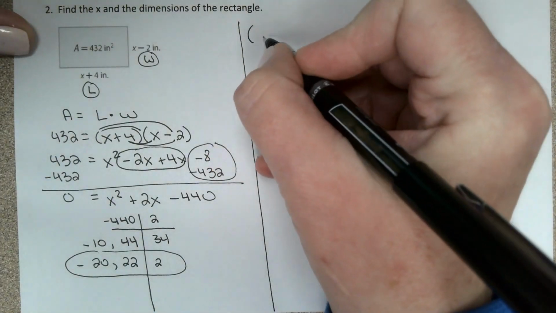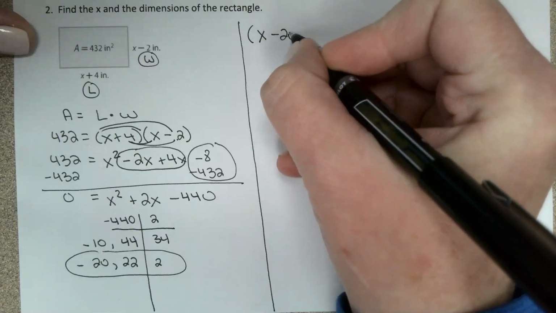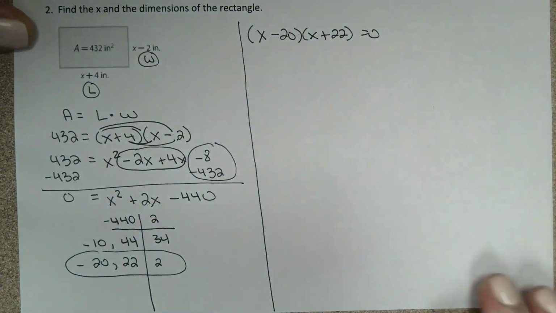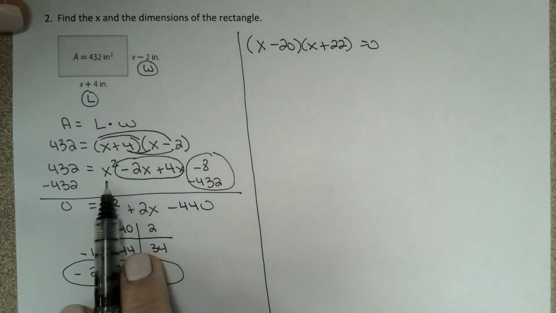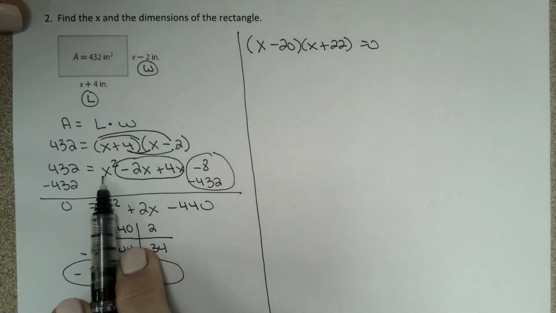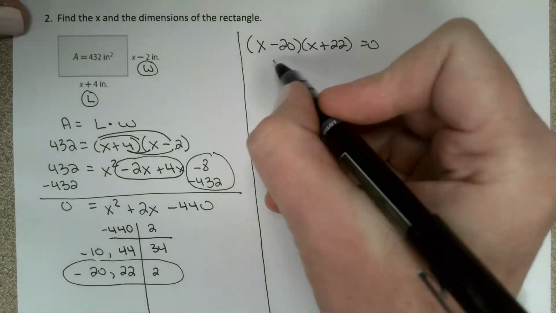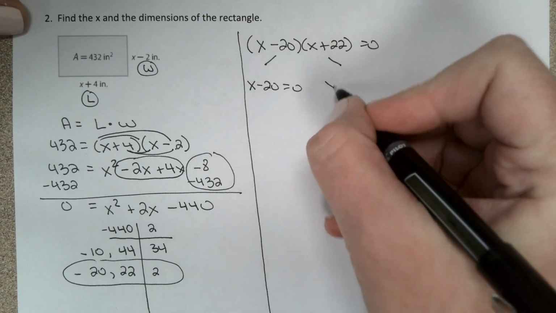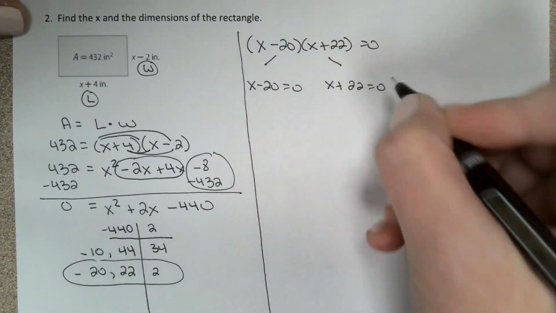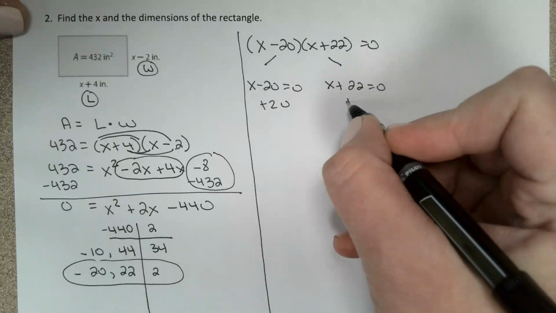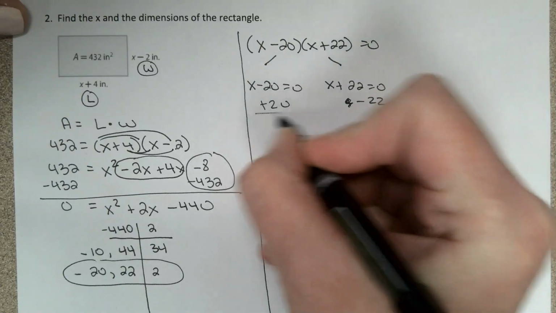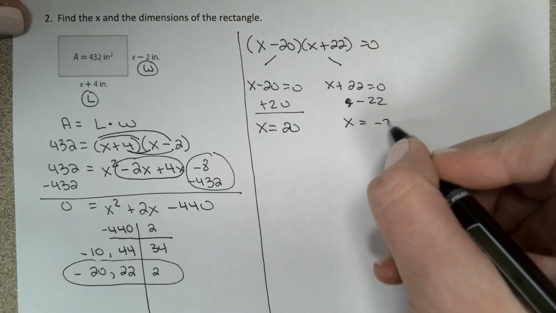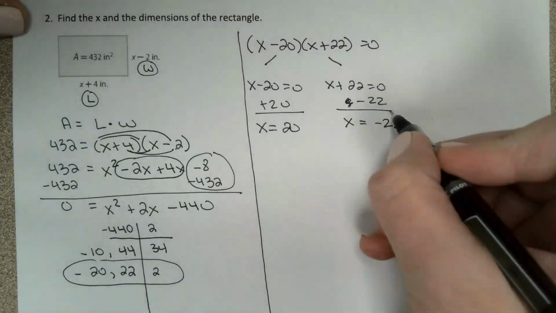So when I factor this, it factors as x minus 20, x plus 22 equals 0. A is 1, so I don't have to divide like I did in the last problem. I have to solve, so I'm just ready to break each part equal to 0. So when I do algebra and solve for x, x equals 20, and x equals negative 22.